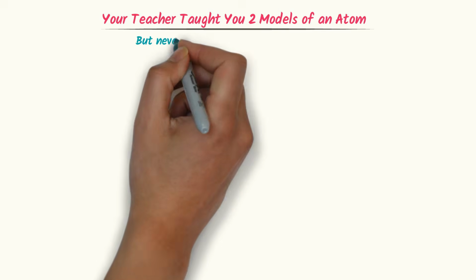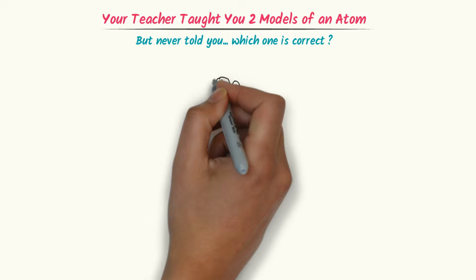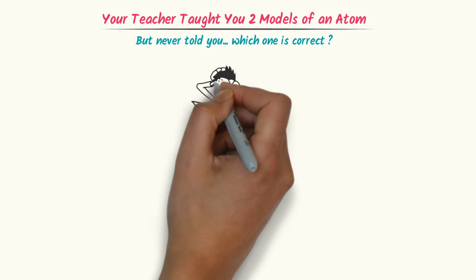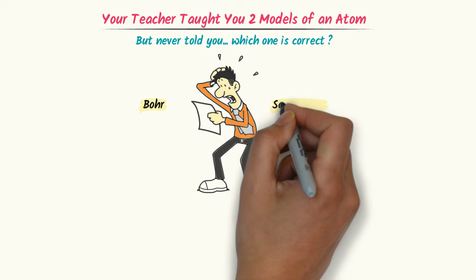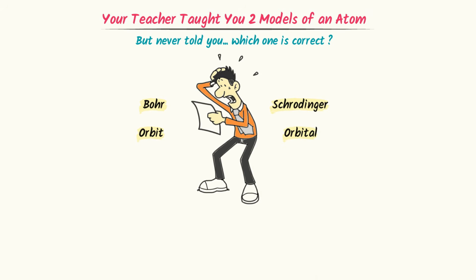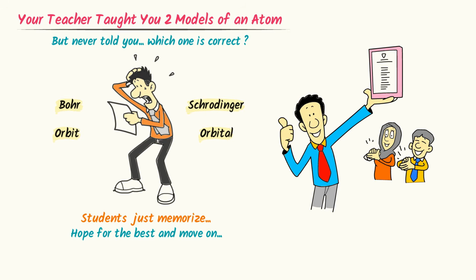Your teacher taught you two models of the atom, but never told you which one is actually true. And that gap right there is exactly why students lose marks every single year. Bohr, Schrödinger, orbit, orbital. You have seen these words hundreds of times, but most students just memorize them, hope for the best, and move on. Today, you are going to actually understand the difference, and it will take less than 2 minutes.